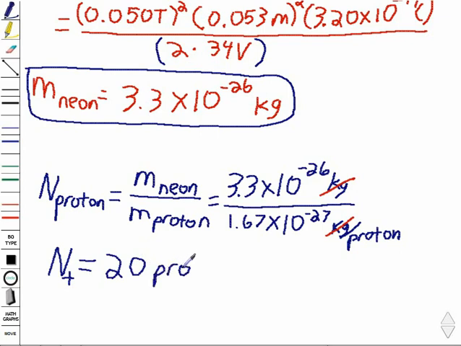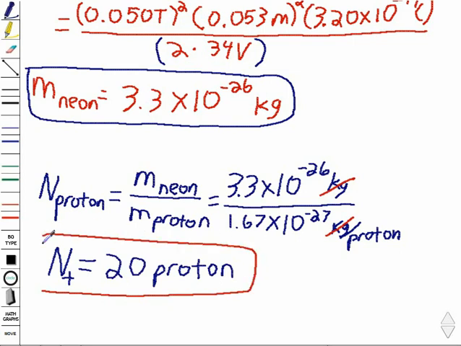Is that a reasonable answer? Look at your exponents. You have 10 to the negative 26, and you're dividing by 10 to the negative 27th. When you divide exponential numbers, you subtract them, so negative 26 minus a negative 27 gives you a positive 1 power. So 20 would be 2.0 times 10 to the positive 1, which seems reasonable. Here's our final answer, 20 protons, and if you look on a periodic table, you'll find that neon has isotopes that are 20 or 22. So 20 is a reasonable number.